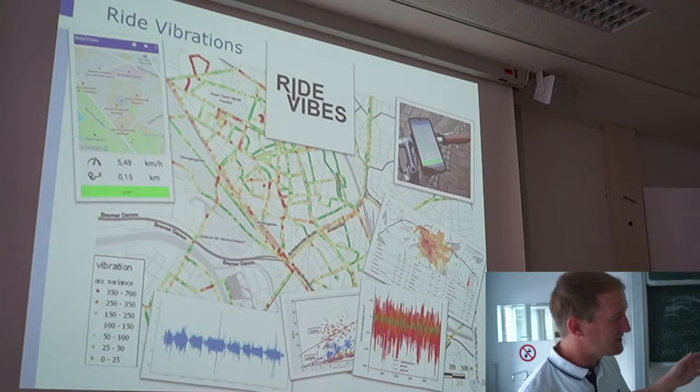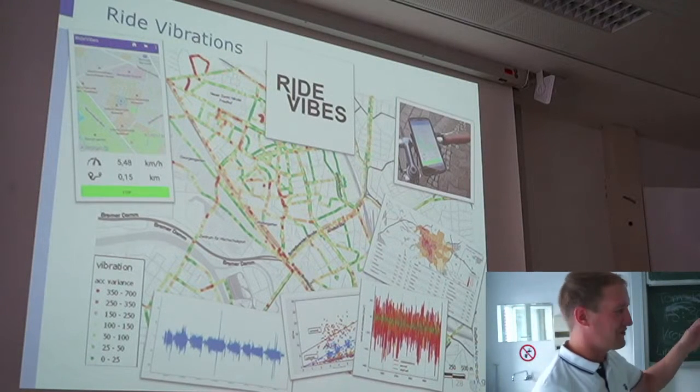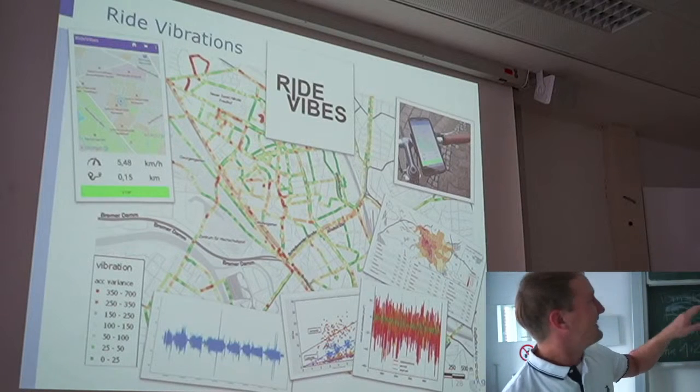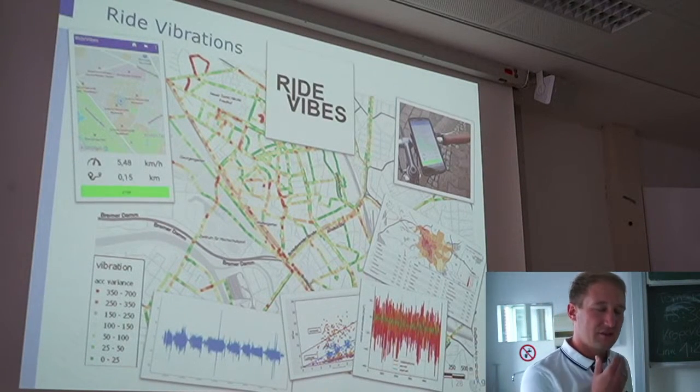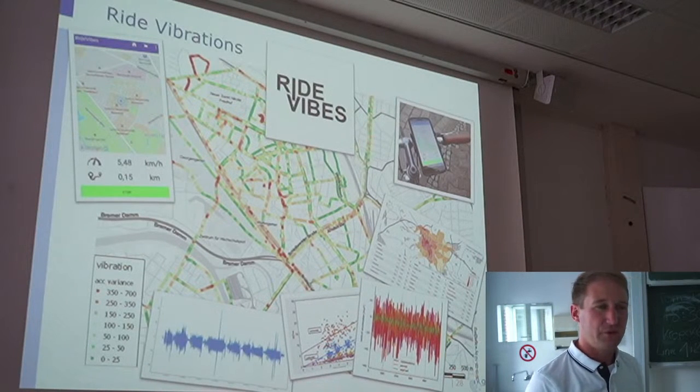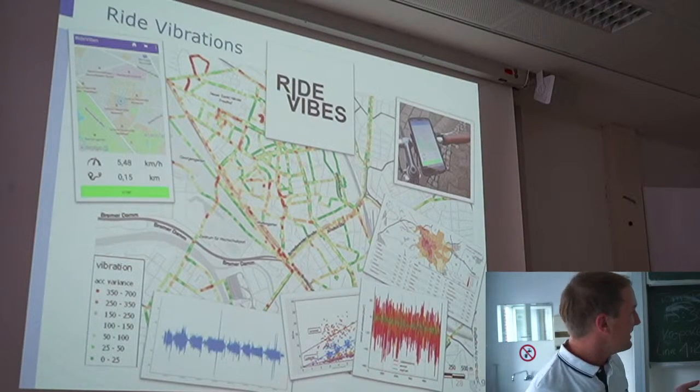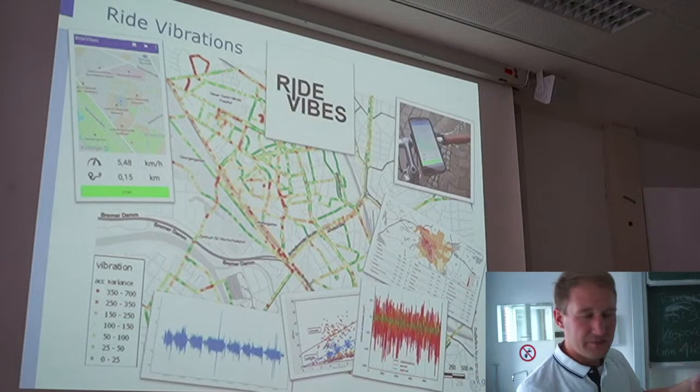Sorry, OpenStreetMap or Google Maps. I want to say both. So I mixed it up, but it doesn't matter. So the idea was that we also can provide the safest or the most comfortable route to the bikers, right? And so we have to collect the data by ourselves again.